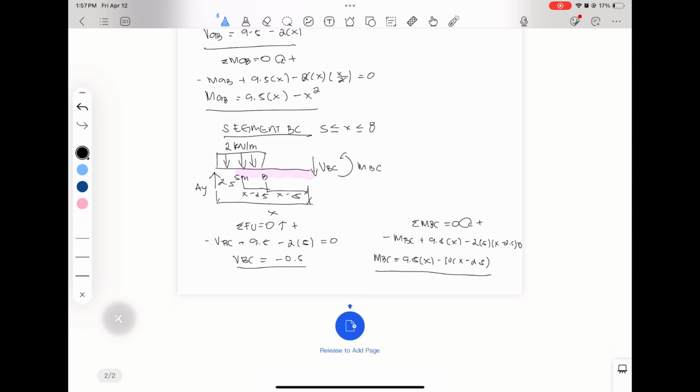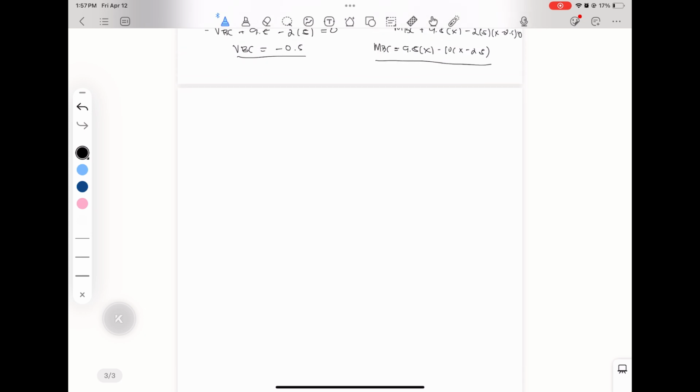Now for the last segment, segment CD. So for segment CD, this is B, this is C, this is A. This is 5 meters. This is 3 meters, because we already know that this is 3 meters and this is 5 meters. And this is VCD.